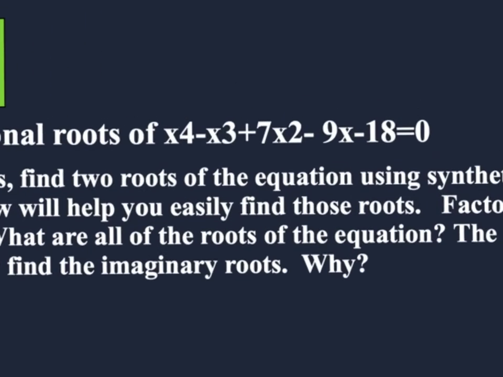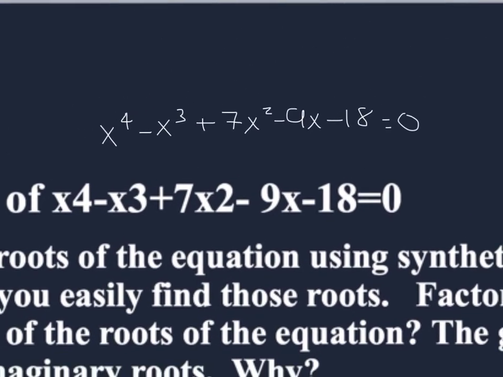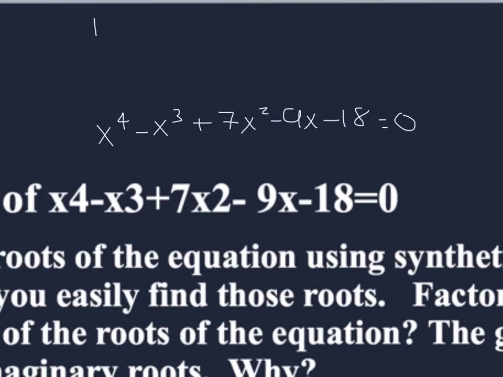So in our given, this polynomial should read x to the 4th power minus x cubed plus 7x squared minus 9x minus 18 equals 0. Let's make a list of all possible rational roots here. It's much easier. Remember, that's p over q.